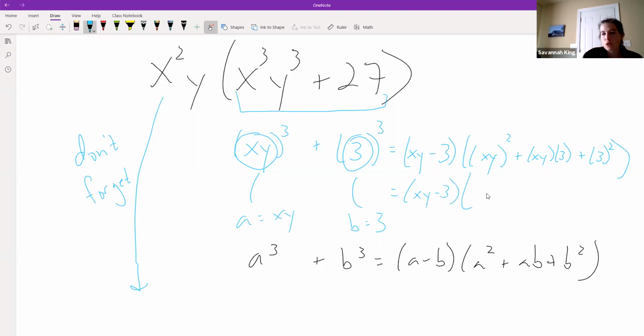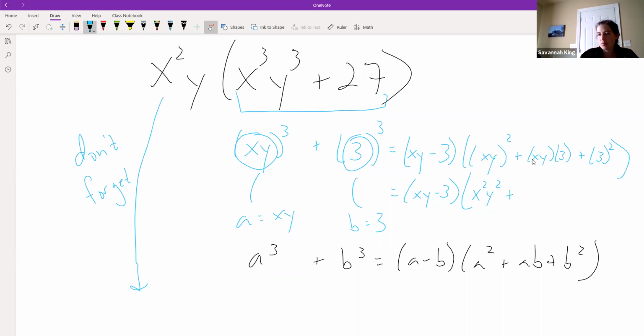Okay, so just like before, we have one of those confusing things where we have the quantity xy to the second. That's the same thing as just x to the second, y to the second. Again, that same old exponent rule from way back when allows us to do that.